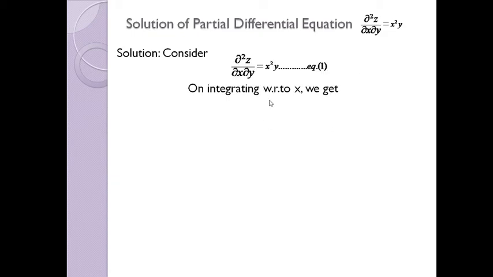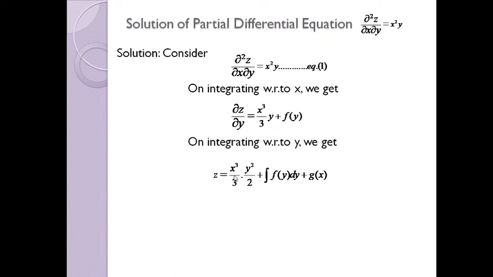Now on integrating with respect to x, we get del z by del y equals, integration of x square is x cubed by 3, into y plus a function of y. Now on integrating with respect to y, we get x cubed by 3 as it is, and integration of y is y square by 2. The function of y we write as integration of f of y dy, plus a constant with respect to the function, therefore g of x. Now we substitute this integration as capital F of y, therefore z equals this value. In this way, we solve the partial differential equation by direct integration.